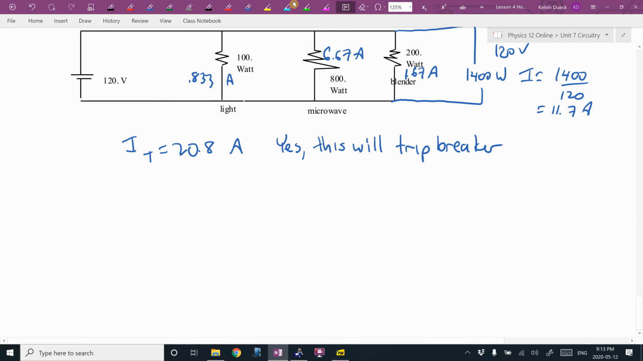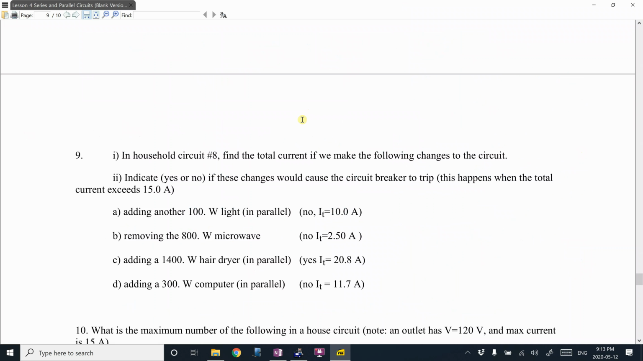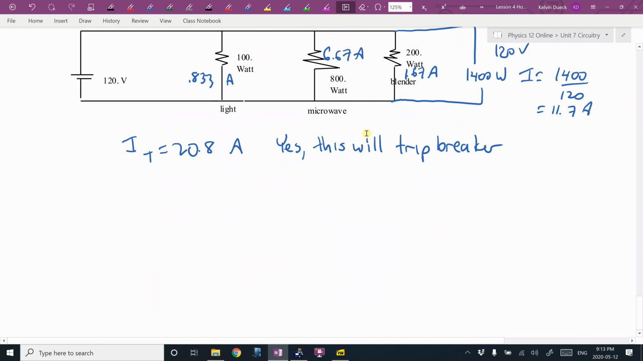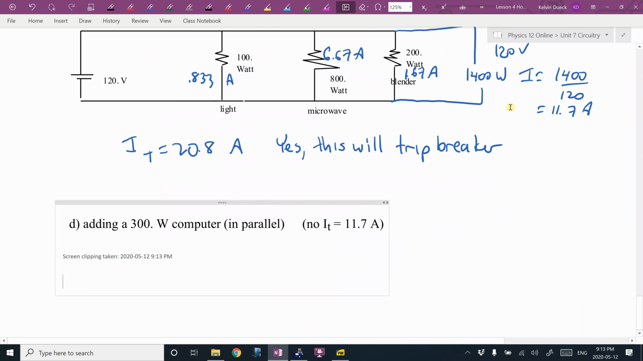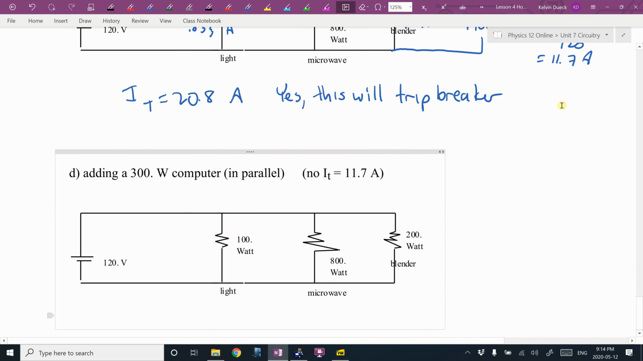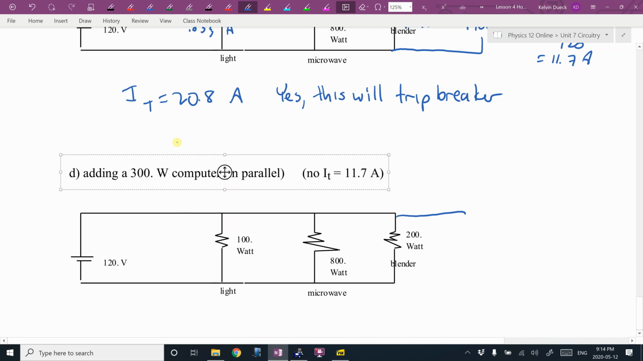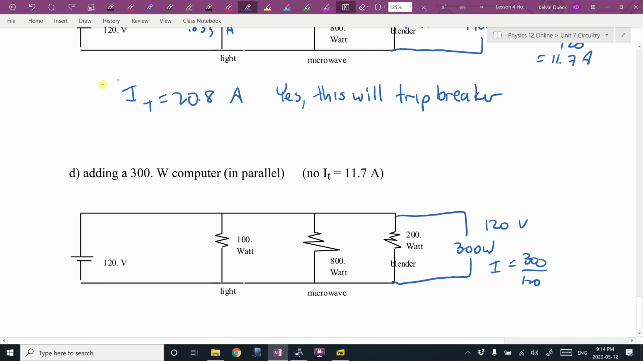D. Adding another 300 watt computer in parallel. Okay. Well, again, let's bring in the circuit. We're going to add a 300 watt computer. It's going to be close. 120 volts. I is going to be 300 over 120, 2.5.